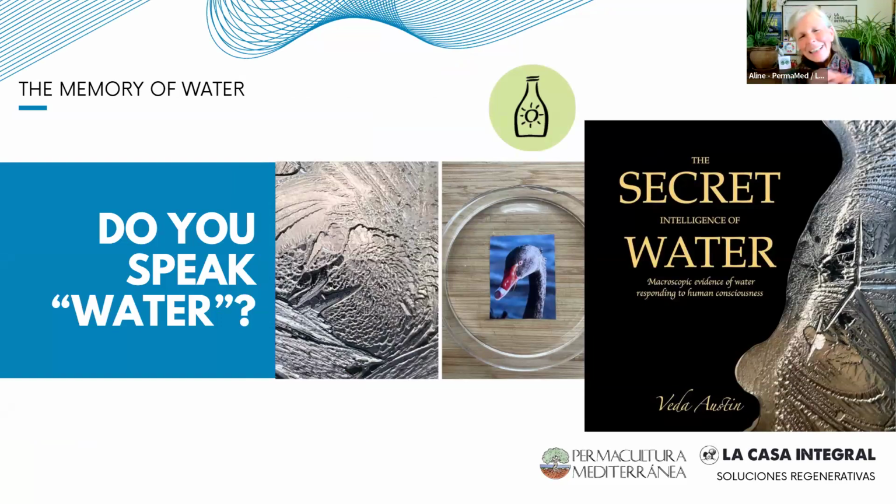And just to quickly explain to you what you are seeing here, this is actually a photo of a duck under a Petri dish with water in it. This Petri dish was then put into the freezer. The next day, the Petri dish was taken out of the freezer, and this was the image that was showing in the ice crystals. It looks like a duck, right?